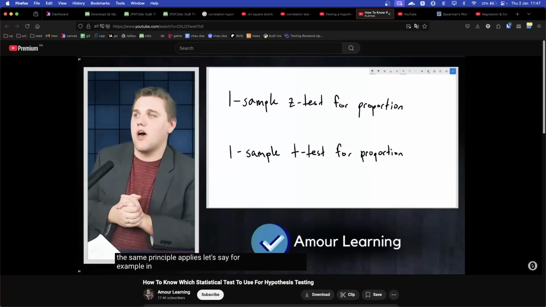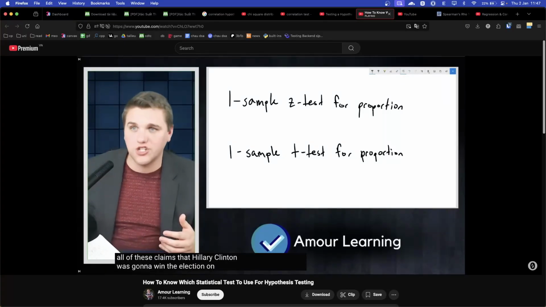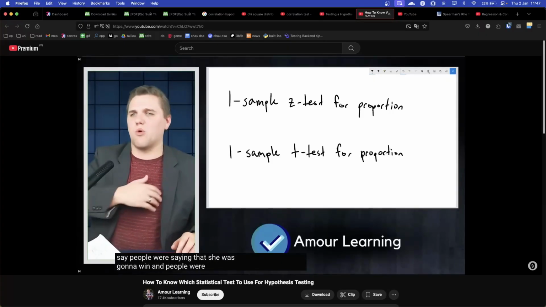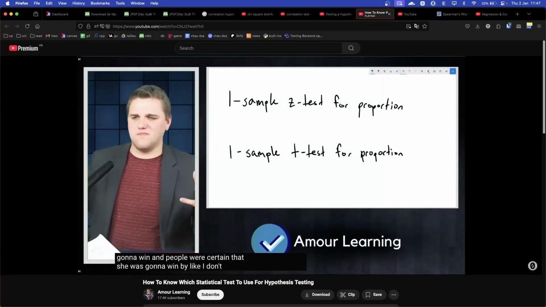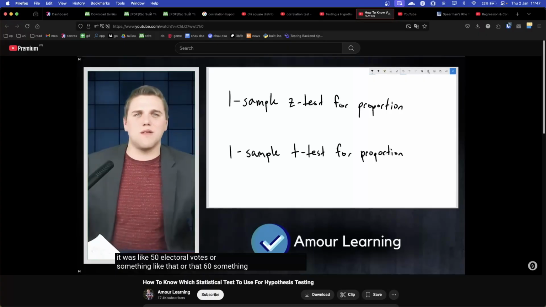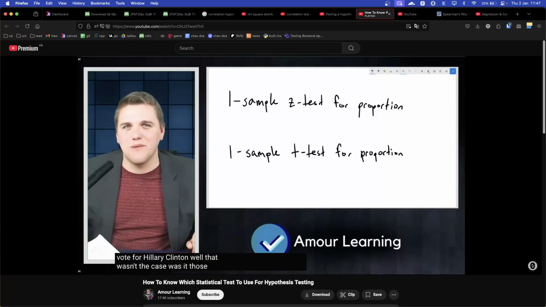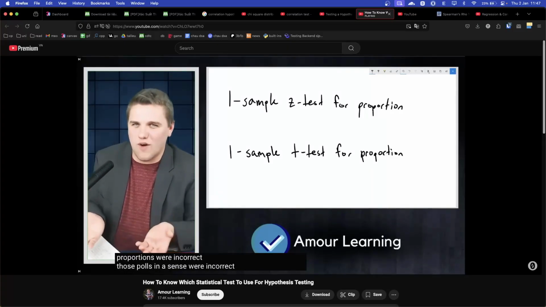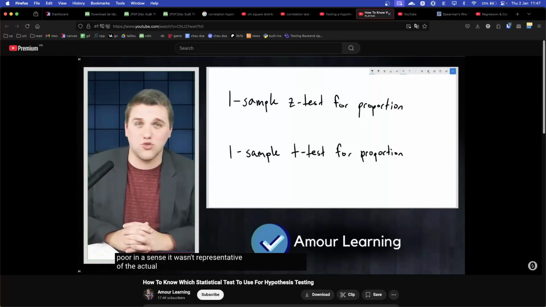Let's say, for example, in the 2016 election, there were all of these claims that Hillary Clinton was going to win the election. And let's say people were certain that she was going to win by like, I don't know, 50 electoral votes or something like that. Or that 65% of the people were going to vote for Hillary Clinton. Well, that wasn't the case, was it? Those proportions were incorrect. Those polls, in a sense, were incorrect, or the way they conducted their polling was poor. It wasn't representative of the actual population.